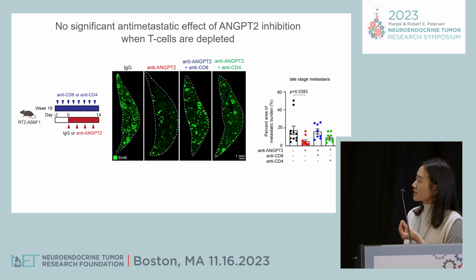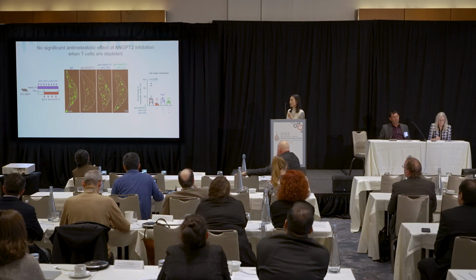And here, if you look at this CD8 depletion group with angiopoietin 2 inhibition, we can see a quite comparable, high metastatic burden, similar to control livers. So it really showed the role of CD8 T cells in the anti-metastatic action of angiopoietin 2 inhibition. And we can see a partial effect after CD4 depletion, suggesting a complementary role of CD4 T cells.